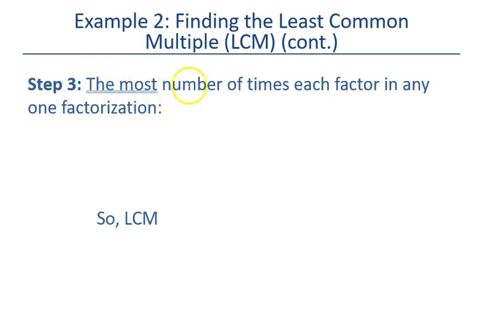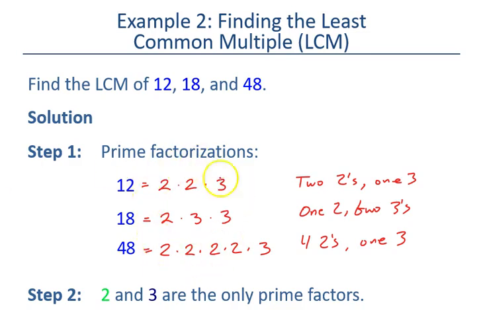The most number of times each factor appears in any one factorization. Looking closely at this, let's remember, going back to our last page, we got to look for the most times a number happens. Notice here in the 2's, that happens 4 times here, only once here, twice there. So on 2's, I've got 4 2's. Now notice for the 3's, it's on the 18, and I've got 2 sets of 3's there.